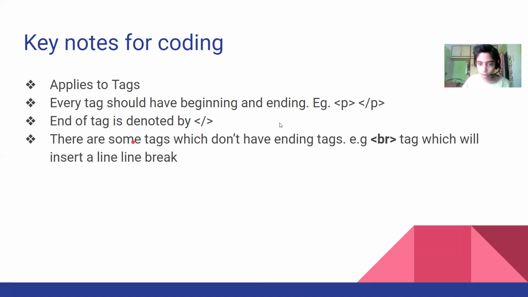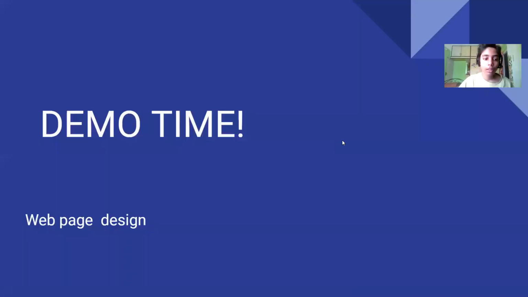Sometimes there are tags that don't have endings whatsoever, like the break tag. It's actually called line break. The break tag is basically to insert a line break. So if I want to put a line break, I'll just put BR. What happens is that this line will come over here. It's like putting an enter. Understand that? Like while writing, you just press enter. That's a line break.